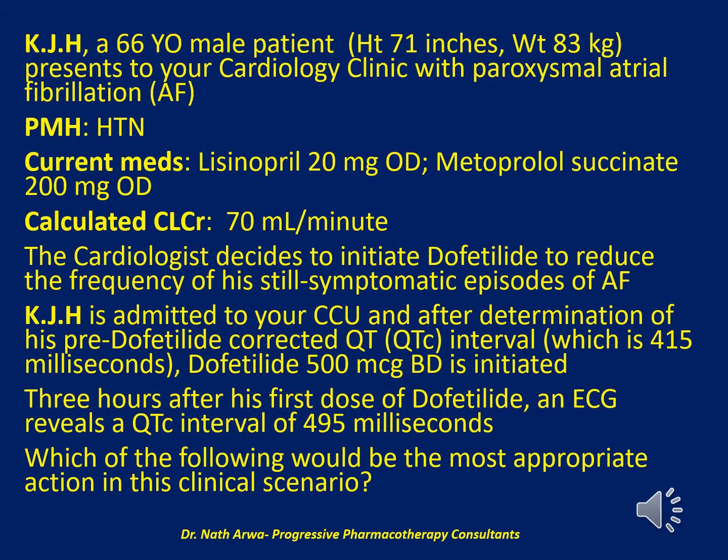KJH is admitted to your CCU, and after determination of his pre-dofetilide corrected QT, that is QTc interval, which is 415 milliseconds, dofetilide 500 mcg orally twice daily is initiated. 3 hours after his first dose of dofetilide, an ECG reveals a QTc interval of 495 milliseconds. So my question to you is, which of the following would be the most appropriate action in this clinical scenario?